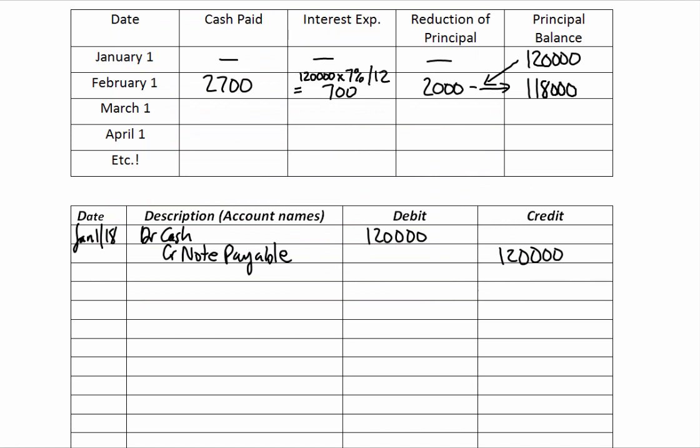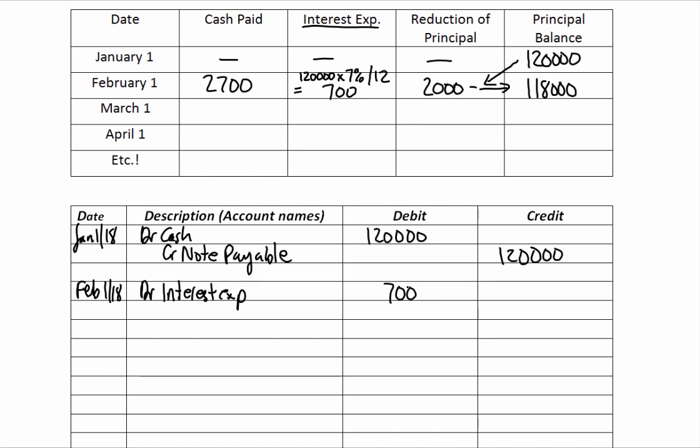So how do I reflect that on February 1st? Because I got to show the payment on February 1st. Well, on February 1st, 2018, what am I getting? I got the use of some money for a month, and that we know is a debit to interest expense. We know how much interest expense because it shows right here, interest expense, $700.